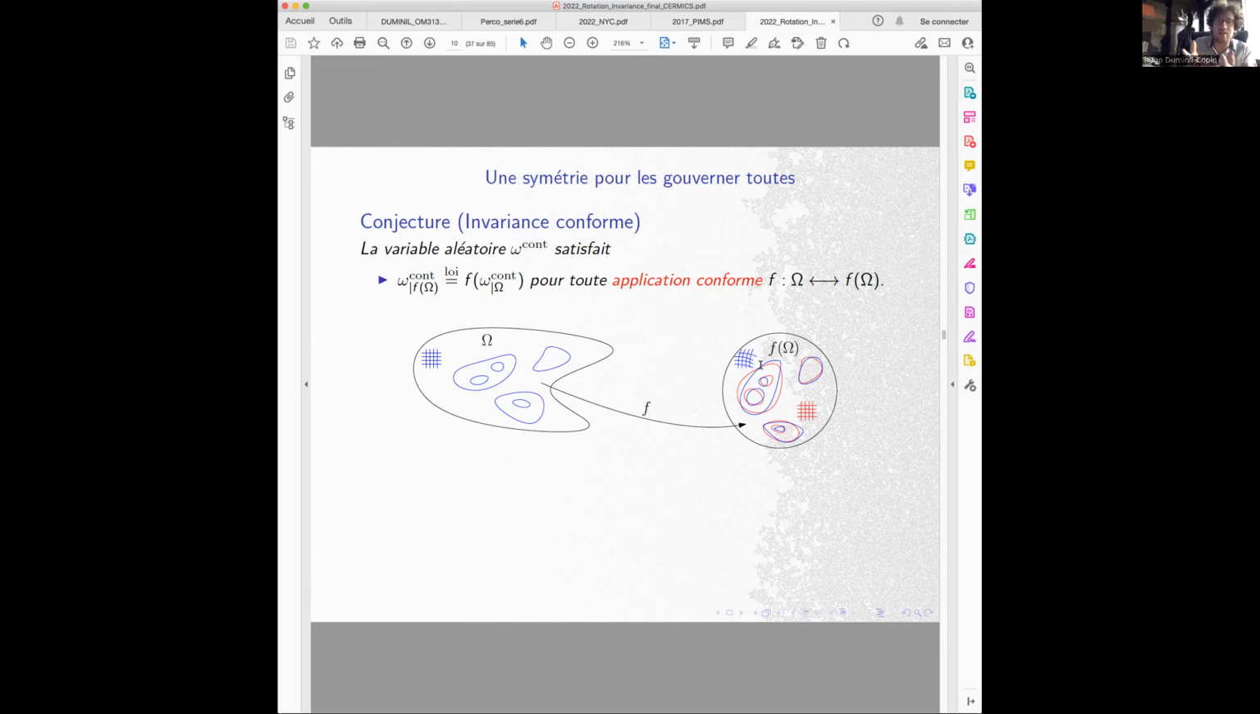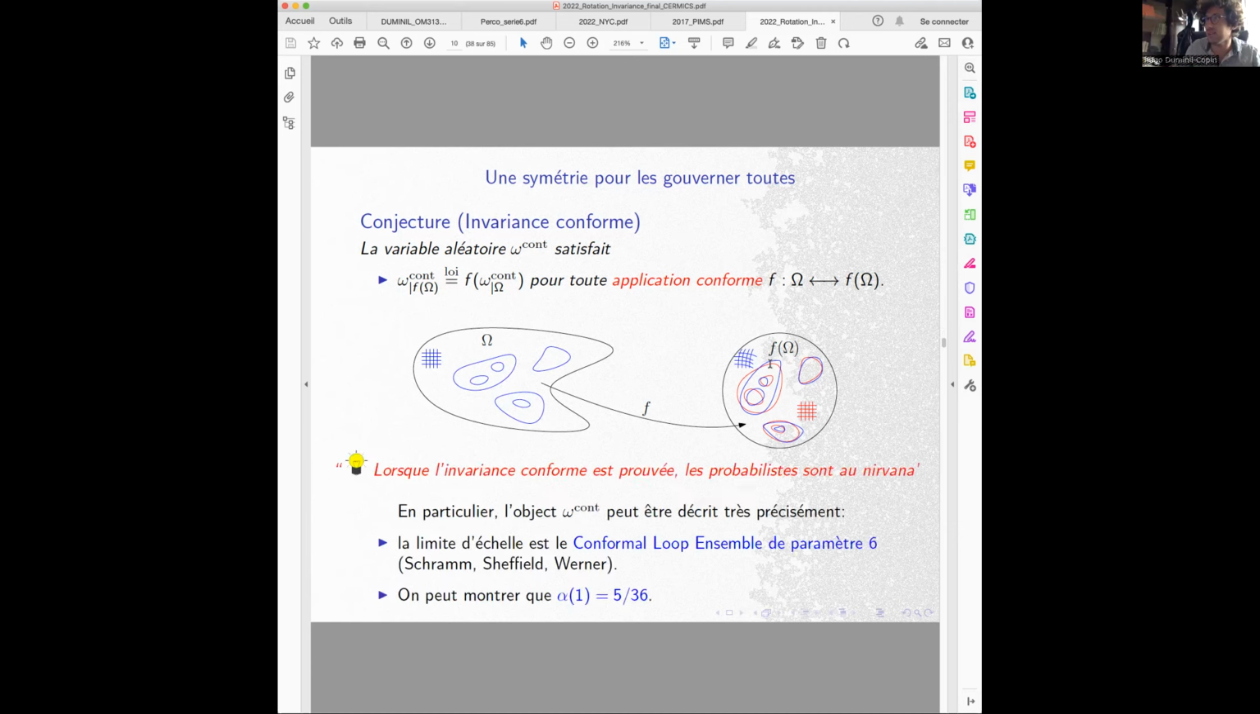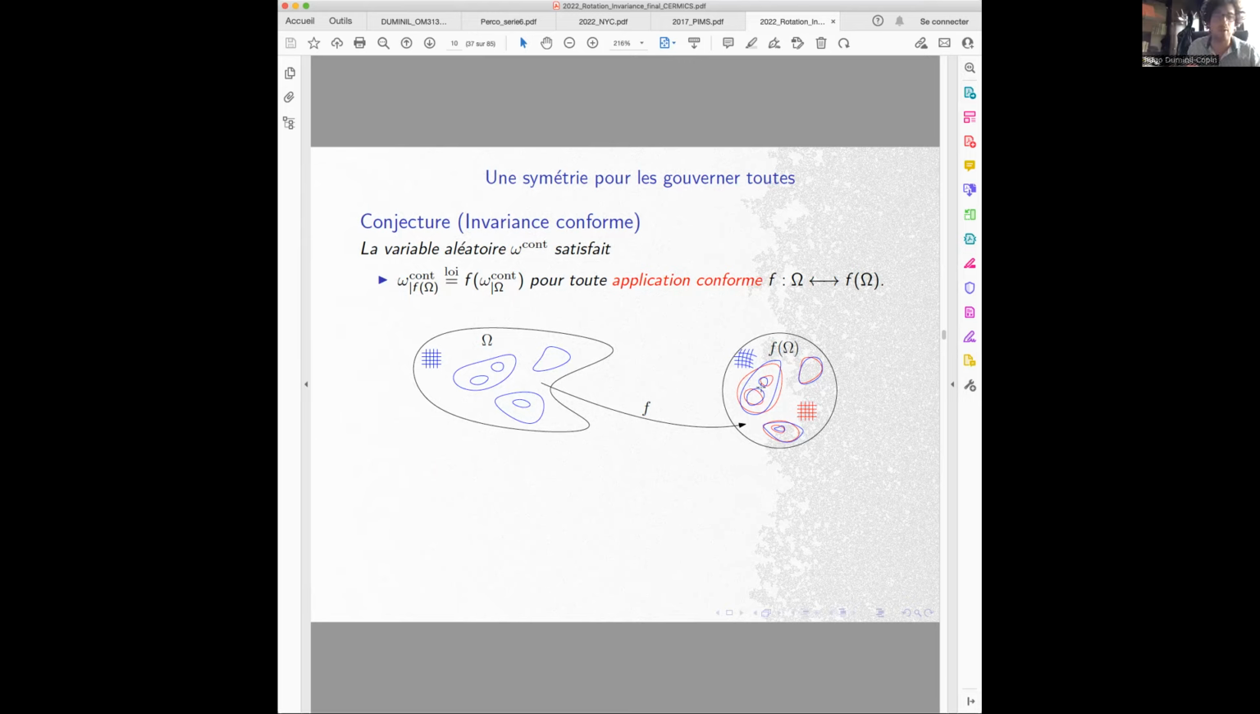And once you are there, you have a conformally invariant object, and you can describe what this family of loops is very precisely. It's what we call a conformal loop ensemble of parameter kappa, and kappa is a function of Q. Remember, we had a parameter Q and a parameter P. Imagine you are at the critical point for a given Q. Then when you do the scaling limit, if you expect conformal invariance, you end up with a family of loops, which is a conformal loop ensemble of parameter kappa.